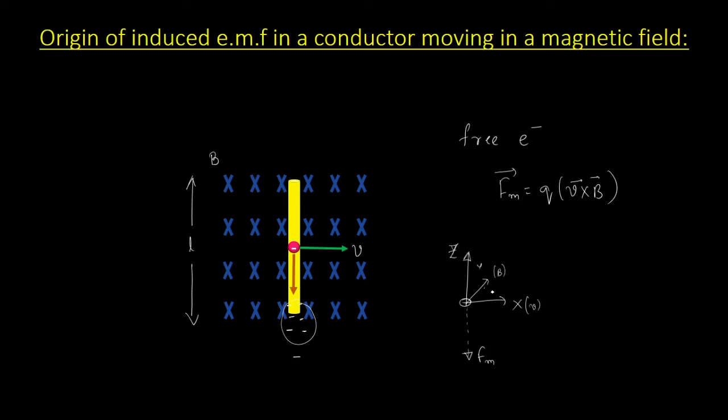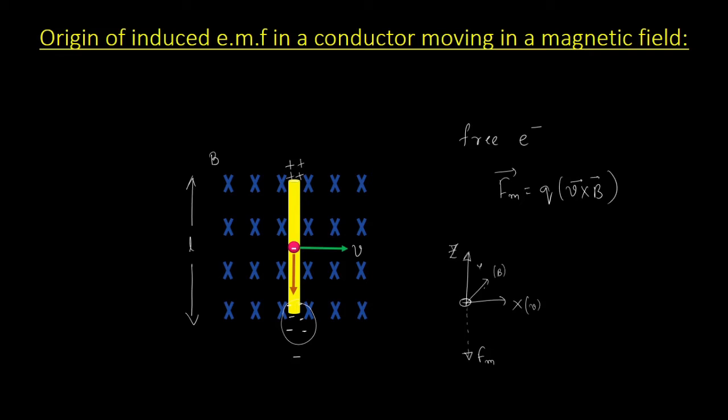If each electron starts moving downwards due to this magnetic force, it means we can assume the positive charge is moving upwards. As a result, the other side of the conductor will start accumulating positive charge. Therefore, we have created two poles. One side is polarized to positive charge. The other end of the conductor has been polarized to negative charge.